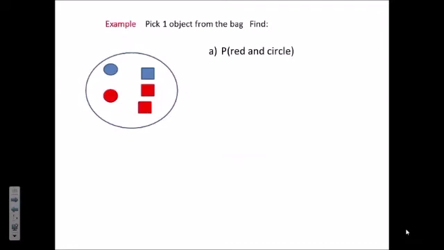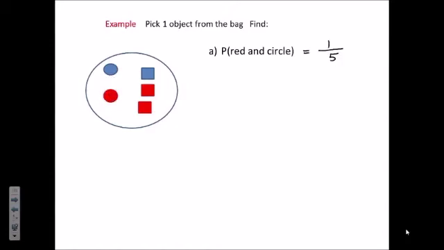Example, pick an object from the bag, find the probability that it's red and a circle. Well, you could just do this by logic or counting. There are 5 objects in the bag. How many of these would be red and a circle? Well, red and a circle means it's both. It has to be both red and a circle. And there's only 1 object out of 5 that's both red and circle.